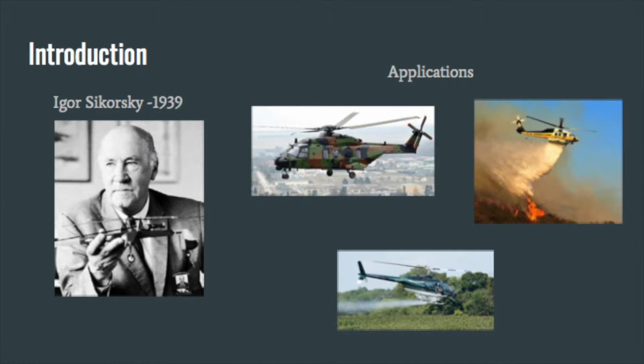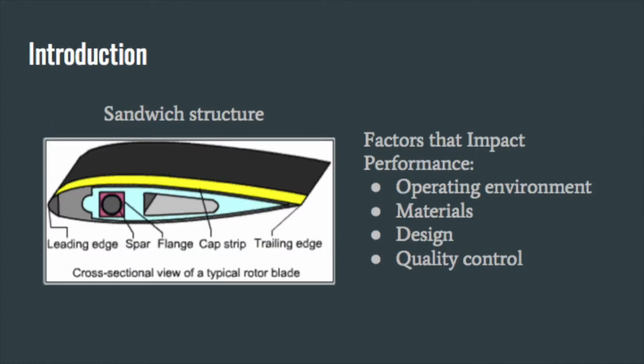Igor Sikorsky invented the first helicopter in 1939, and the manufacturing process and materials have been improving ever since. Helicopters are utilized for a variety of reasons, including firefighting, crop dusting, military operations, and many other applications. Helicopters typically have 2 to 6 blades attached to the hub at the top of the fuselage. Each blade is made of a composite sandwich structure with a lightweight core and 2 skins. The other components of the blade include the leading edge and trailing edge spars.